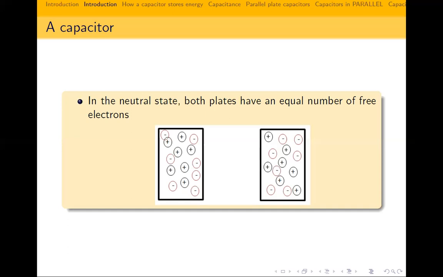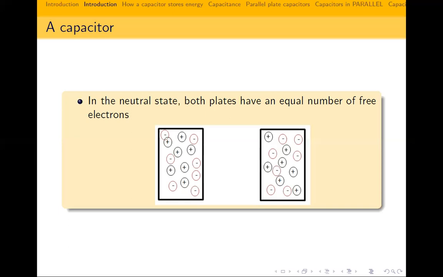So in this slide, what I'm trying to show is that when the capacitor is not charged, when it has not stored any charge, then the two plates have neutral states of charge. That means the number of positives equals the number of negatives.